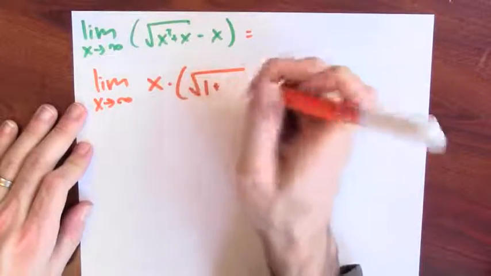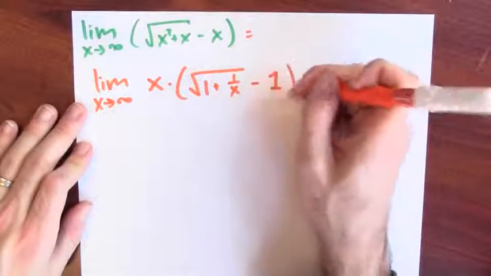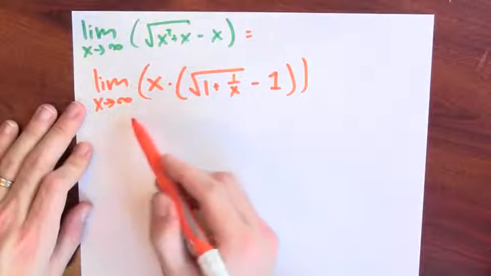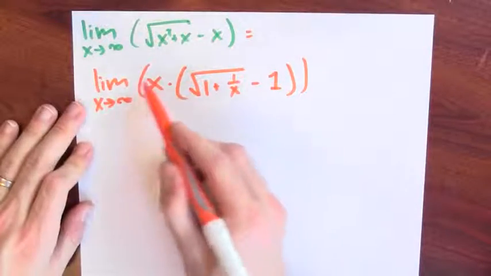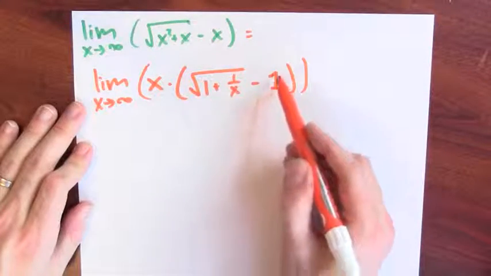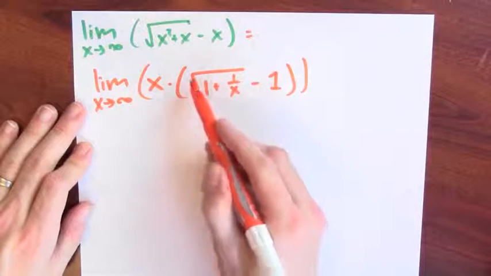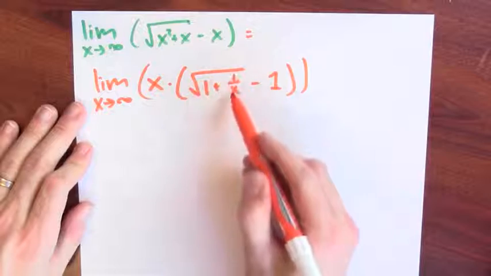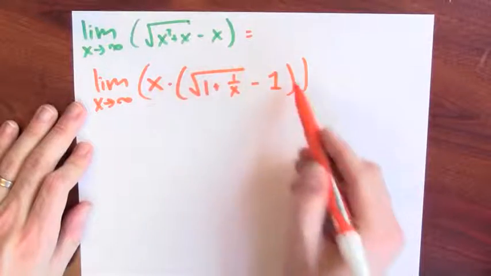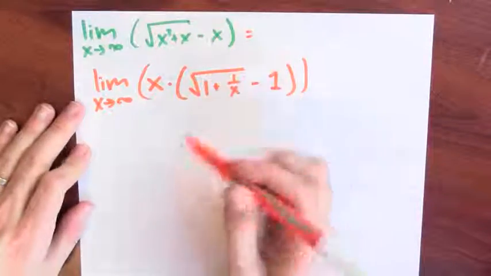That's the square root of 1 plus 1 over x minus, when I pull out an x from here, I get minus 1. So really, this limit for large values of x, so as x approaches infinity, is the same as x times this quantity, the square root of 1 plus 1 over x minus 1. This is a large number. What do I know about this number? Well, this is the square root of 1 plus the reciprocal of a large number. This is close to 1 minus 1. This second term is close to 0. This is infinity times 0 indeterminate form.